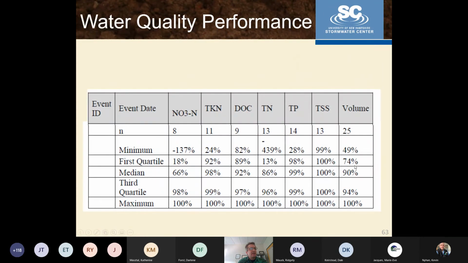And I think I have here the nitrogen reductions. So I guess we'll focus on the total nitrogen. So essentially the median is about 86% removal. So that's right on par with the median values of our historically monitored gravel wetland system.